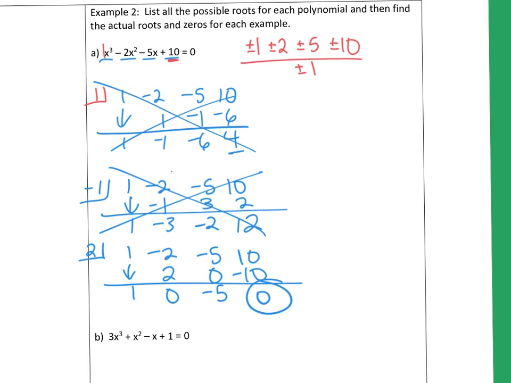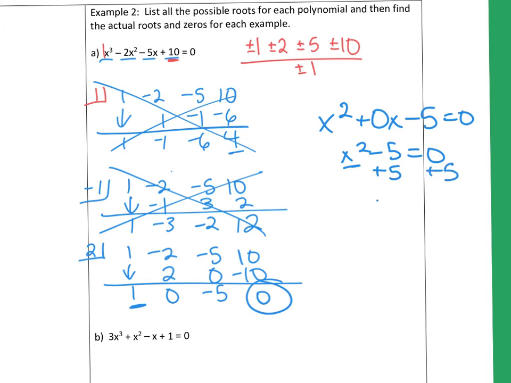Awesome. So now what I have left here, x to the third was my highest power, so this is going to be an x squared plus 0x minus 5 is 0. So that's just x squared minus 5 is 0. Well, I know that since this is a power of 2, I can add this 5 over. Square root both sides, and x is going to be plus or minus the square root of 5.